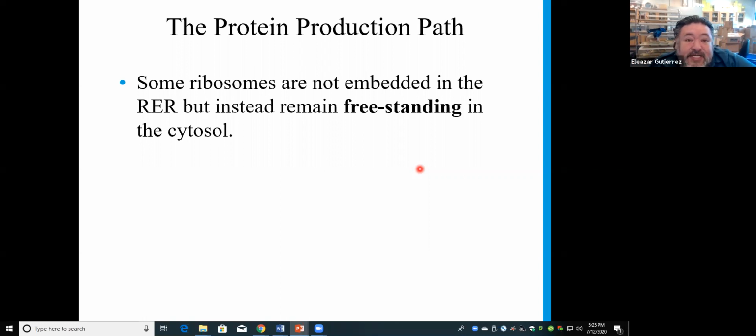Okay, so for example, if you're making insulin, that insulin is a protein, and that insulin, once it gets to the Golgi complex, is going to be sent to the outside of the cell so it can be used by the body. Okay, but if the ribosome is not attached to the rough endoplasmic reticulum, if it's a free ribosome, then again, what that means is the protein that's being produced by that ribosome is going to be produced right there and is going to be used right there.